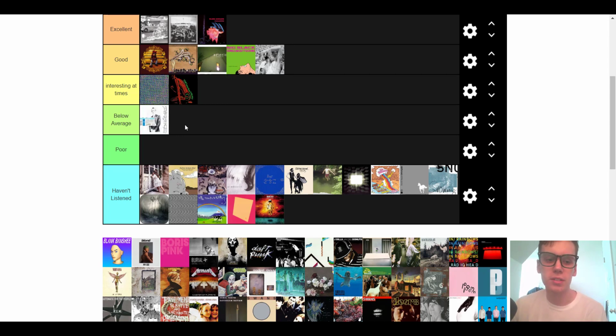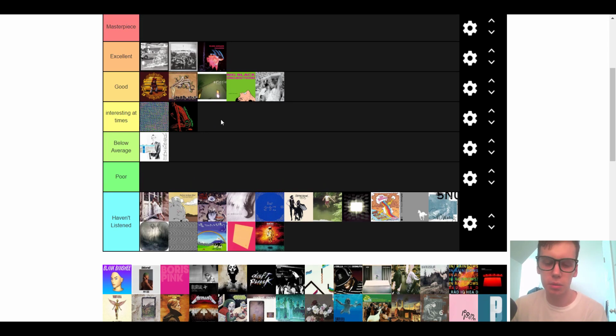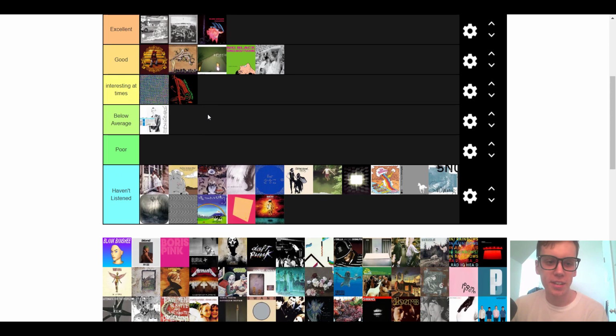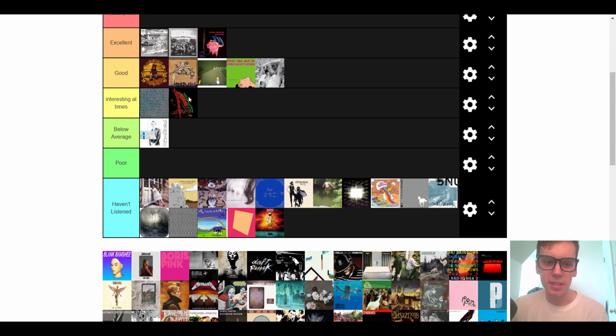But it does feel a bit weird to stick this on the same tier as The Low End Theory. So I'm going to go ahead and stick it below average for this list. I'm sorry, Blade, but below average for you. When it comes to comparing A Tribe Called Quest and Blade, I feel a little bad, even though Blade has such a unique sound himself.